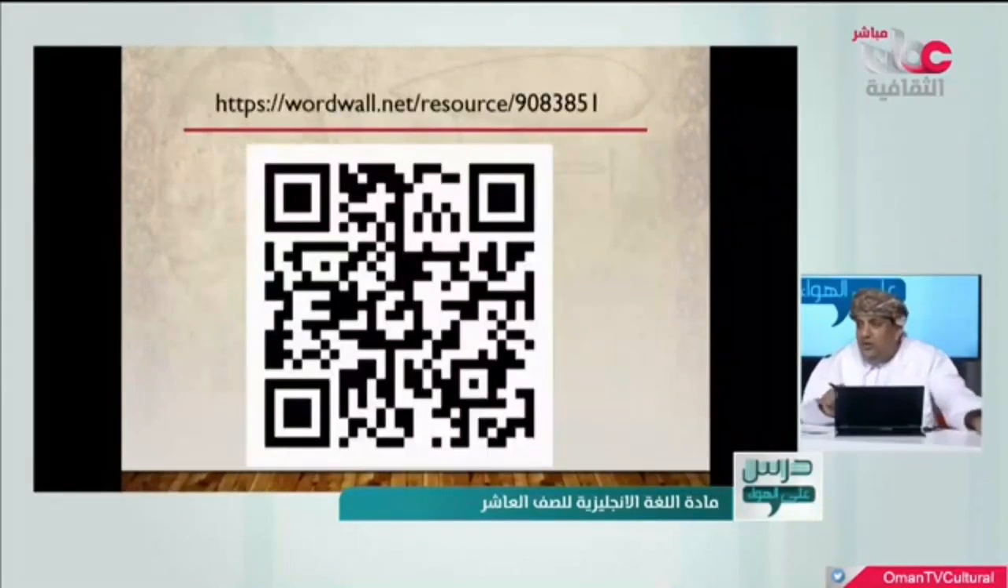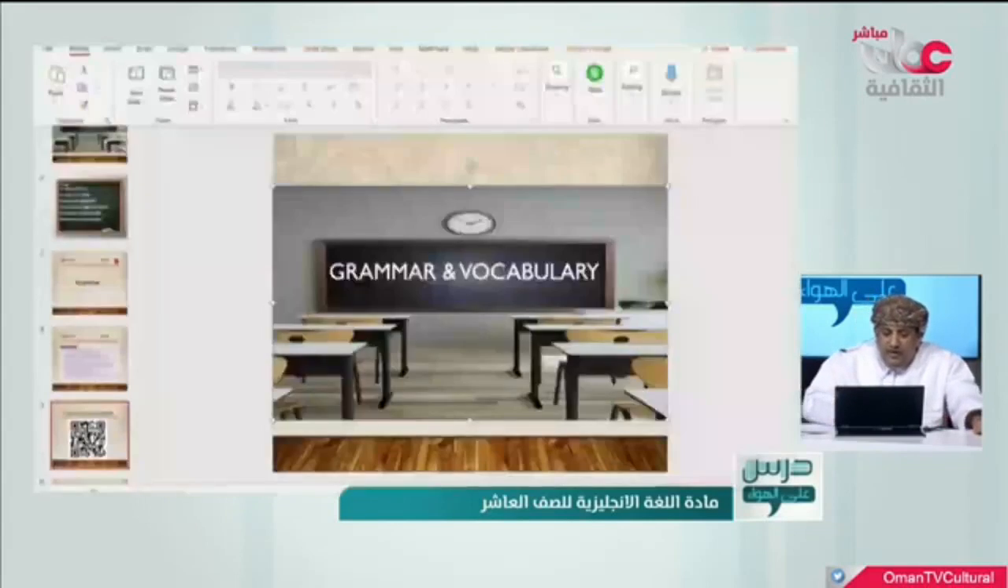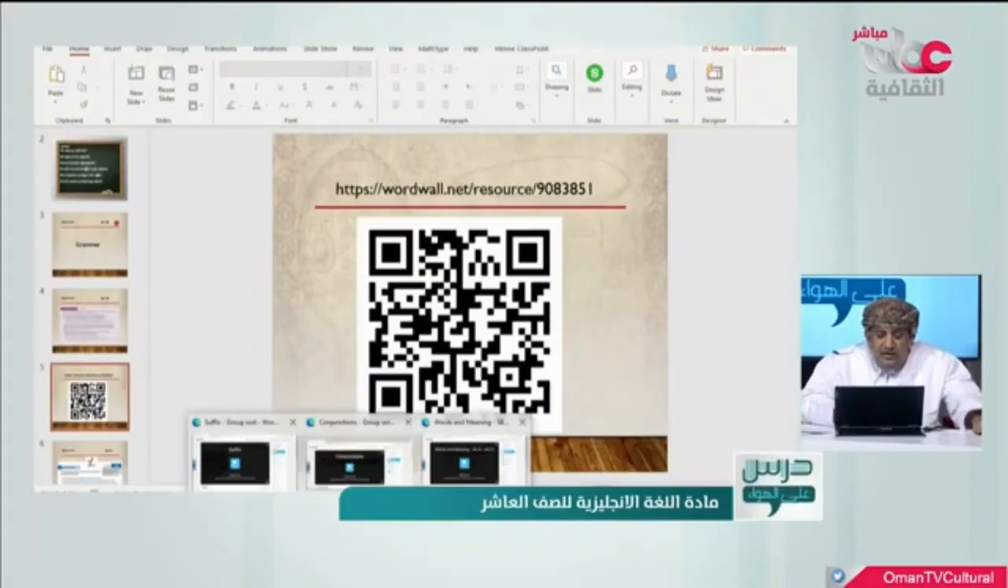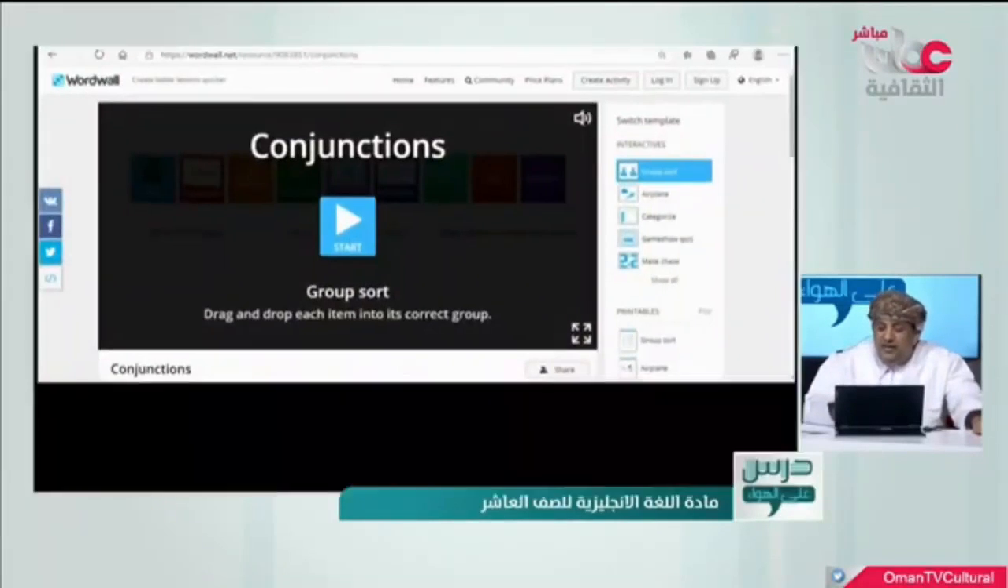Now, I want you to use this website because we want to play a game about conjunctions. I want to check if you understand the meaning of the linking words. Use the QR code to play the game now. I give you 10 seconds. 10, 9, 8, 7, 6, 5, 4, 3, 2, 1. Okay, let's start playing it.